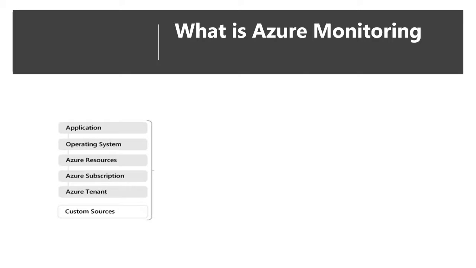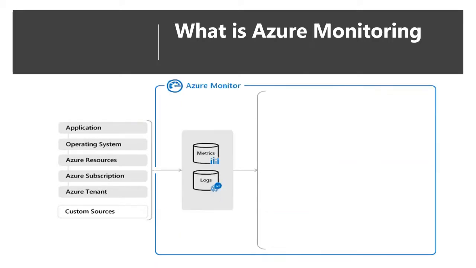This is a high-level architecture of Azure monitoring. At the center of the diagram, we see the data stores for metrics and logs. Any data that Azure Monitor receives from any of the data sources is categorized into either metrics or logs. On the left-hand side are the data sources which generate the data that Azure Monitor uses for metrics and logs. As you can see, we can get data from an application, from an operating system, all the Azure resources, and even custom sources.